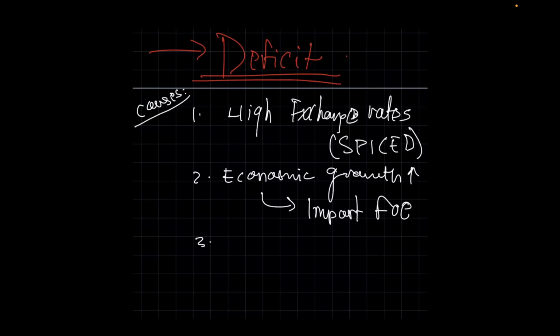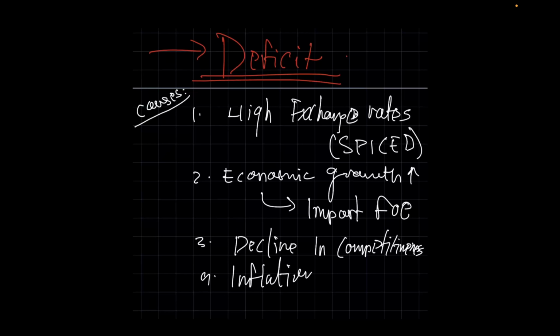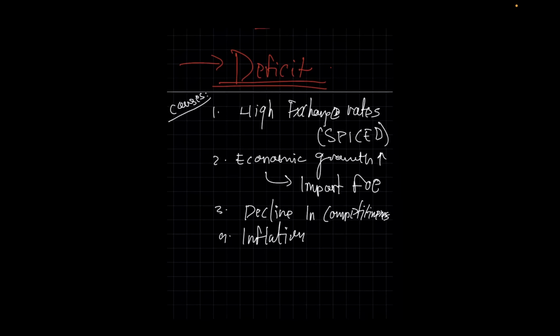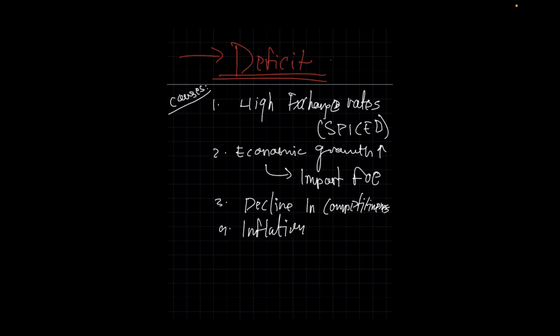Then you do have decline in competitiveness as one of the factors. Decline in competitiveness in your international market, as we looked at in the example of SPICED. So whenever you become less competitive, your exports decrease, your imports increase, and thus the balance of payments worsens. Then you have inflation as one of the factors, because whenever you have high levels of inflation domestically, your prices of products when exported increase and thus lose competitiveness again.